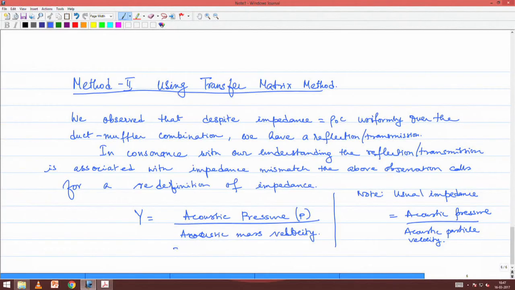And obviously, this mass velocity is density times cross sectional area times particle velocity, right. So, P by U is the usual definition of impedance, which we can call Z. So, this is Z. So, Z by rho naught C, rho naught S is this new impedance. So, this is what we can call the modified impedance, and we will use, at least for duct acoustics, this form of impedance rather than the previous form. Okay. The next class, pick it up from here, that will be all for today.